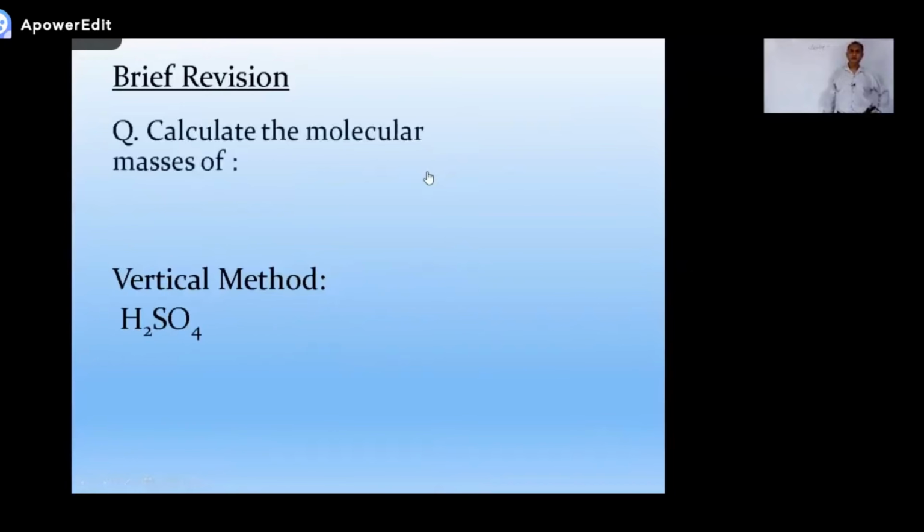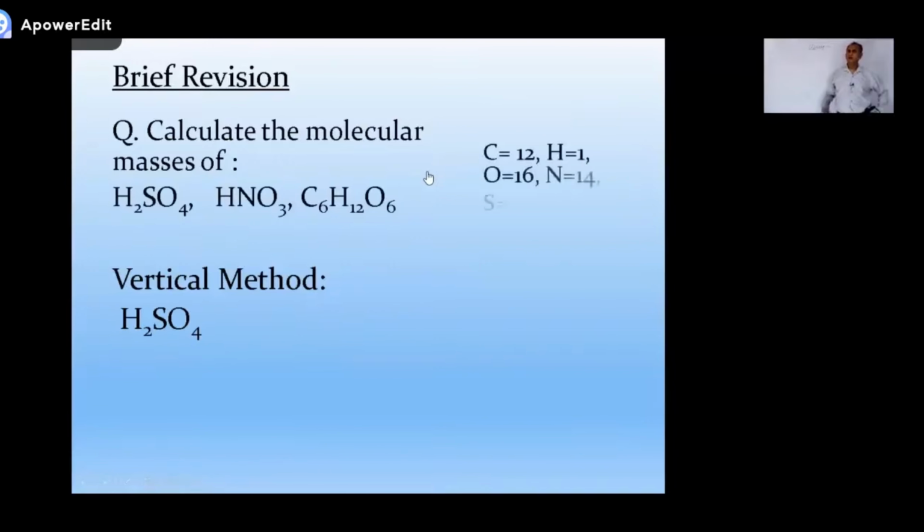Brief revision. We have calculated the masses like H2SO4, by the vertical method. On the right side, you can see the atomic masses. A short assignment was given to you. I hope that you have done it. I've received most of the assignment. It was wonderfully done. Whoever submitted the assignment, thumbs up.